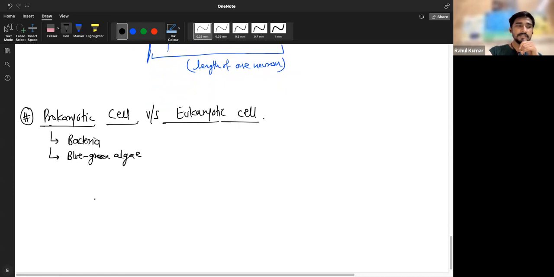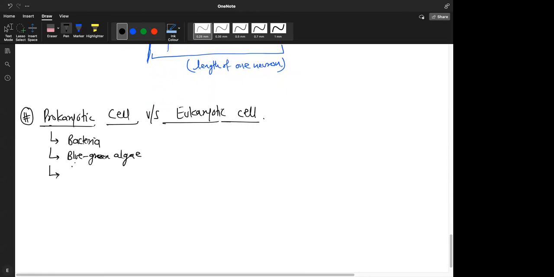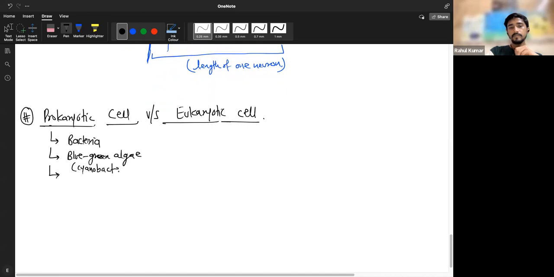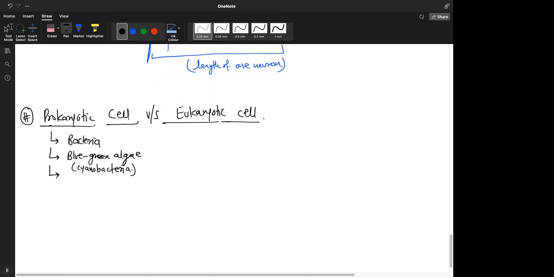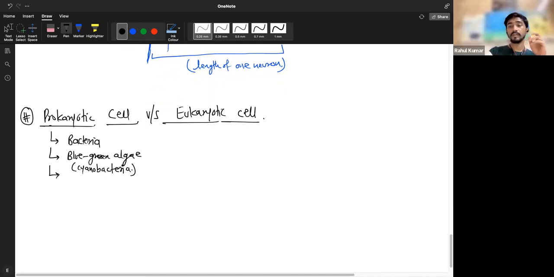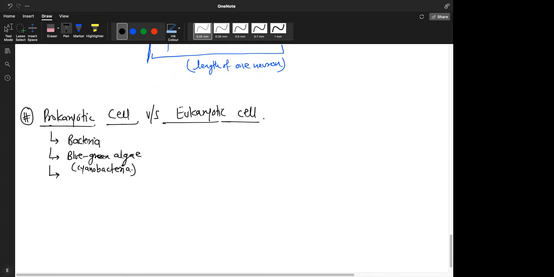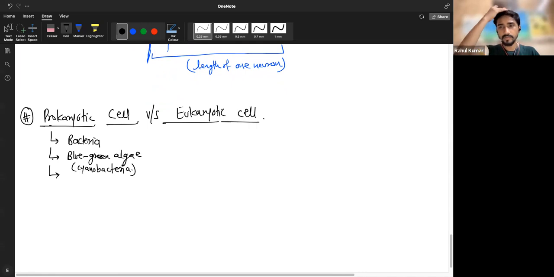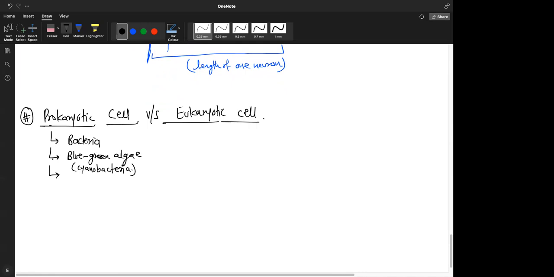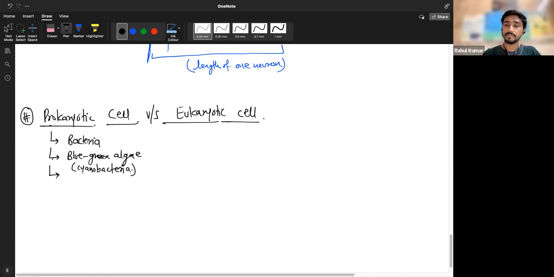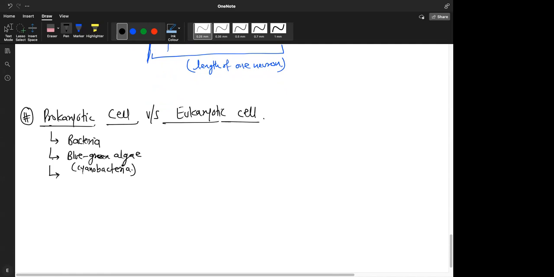It is not an algae, it is a cyanobacteria. Blue-green algae is actually a cyanobacteria. What is a cyanobacteria? It is a bacteria which has blue or green color in it. So often people think that this green color is coming from chlorophyll and hence it is an algae. You know, algae are the simplest plants, unicellular plants.